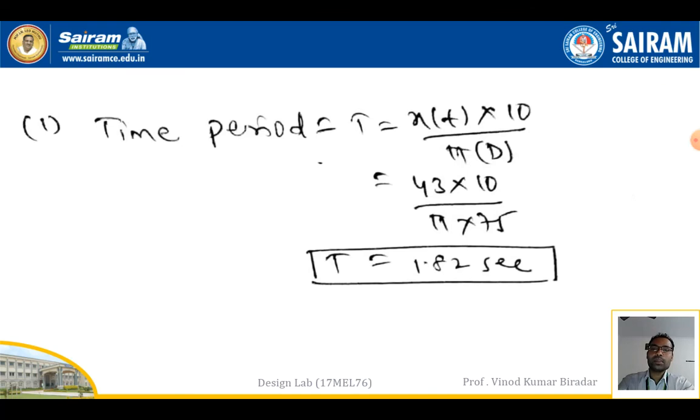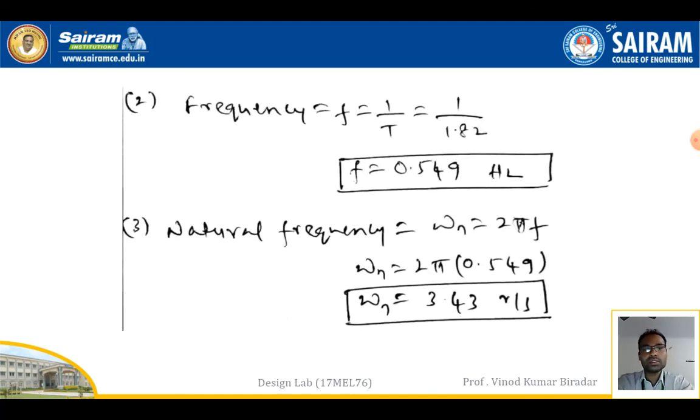Once you calculate the time period, automatically you can calculate the frequency. Frequency is the reciprocal of the time period. The time period is 1.82, so substituting here, frequency equals 0.549 hertz. Once you calculate the frequency, you can calculate the natural frequency. The natural frequency formula is omega n equals 2 pi f. Substituting the f value in this equation, the natural frequency is 3.43 radian per second. That is denoted by omega n.